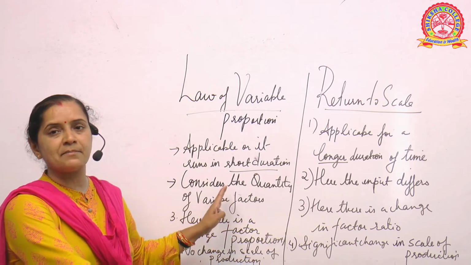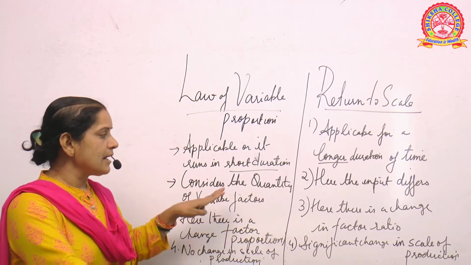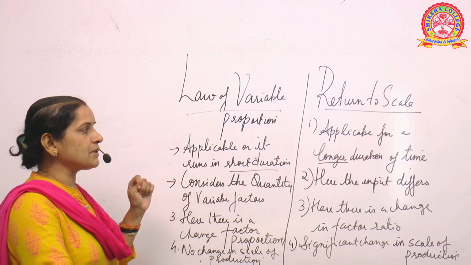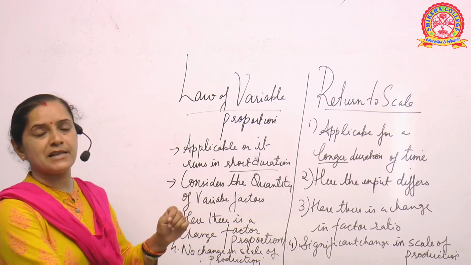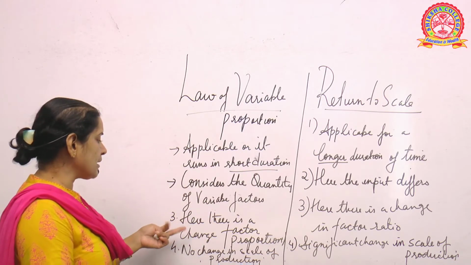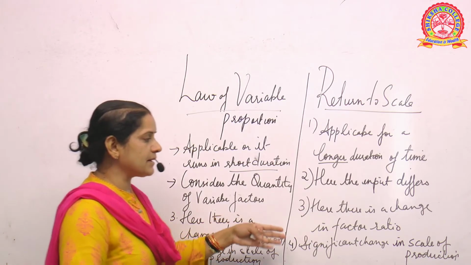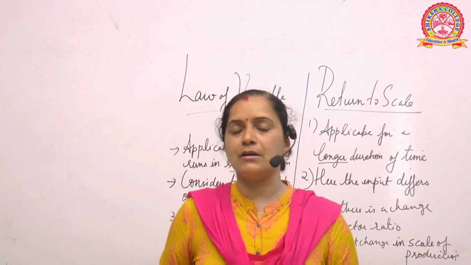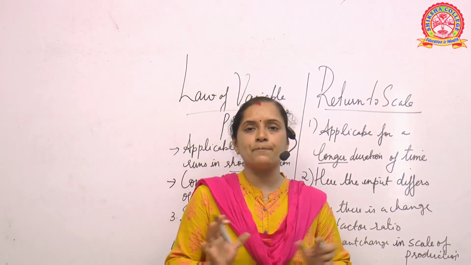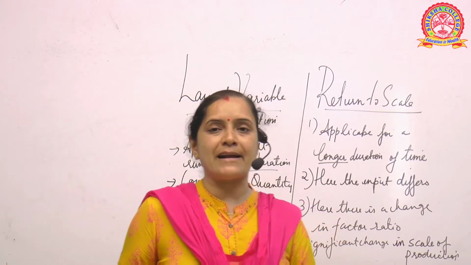So when we are discussing the law of variable proportion, we take into consideration the variable factors, and changes in variable factors bring changes in the output. But when we come to return to scale, here the input differs as compared to the output. Then the third difference: here there is a change in factor proportion, but there is a change in factor ratio. So in the law of variable proportion we are discussing the proportional change in the factors, but in return to scale we are discussing the factor ratio.